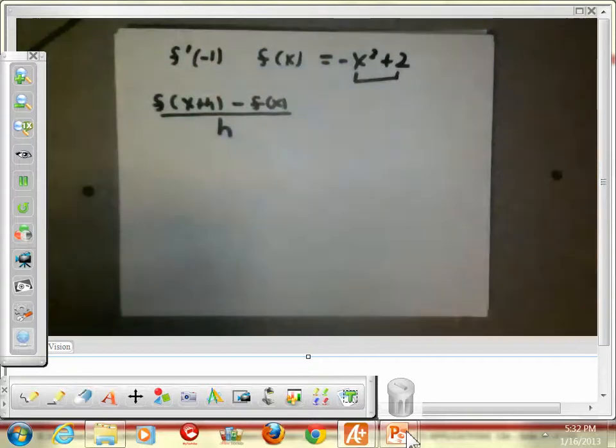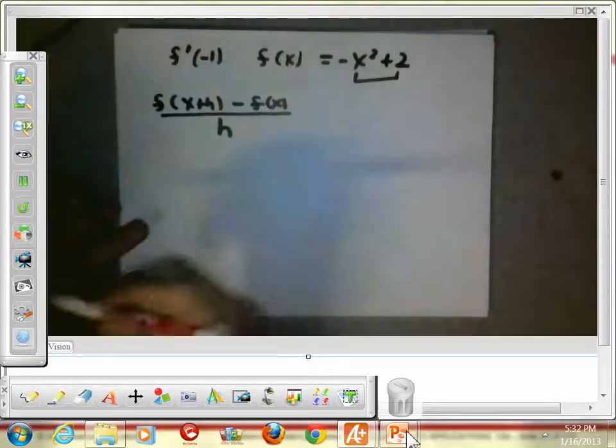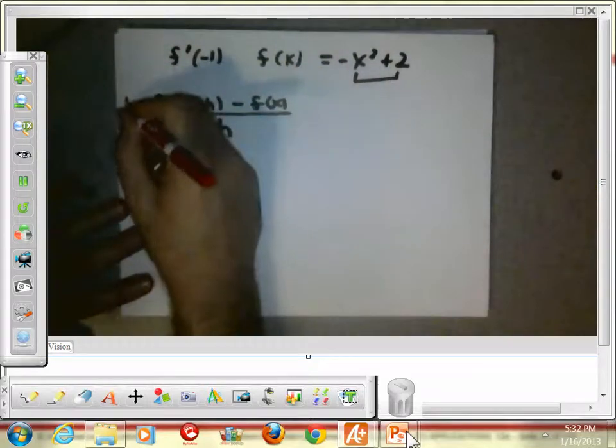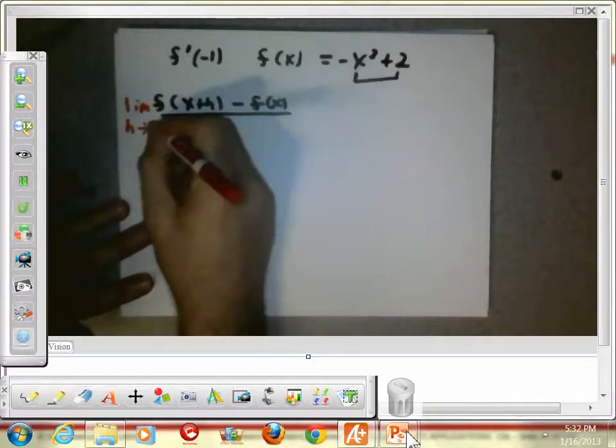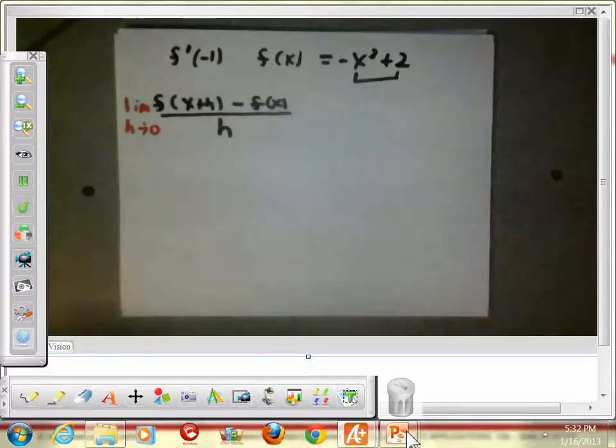Well, we're going to talk about letting h go to 0 and what this means more, but we have an idea of what it means already. That means the limit as h goes to 0. Okay? So that's how we're going to denote it. We're going to talk more about that.